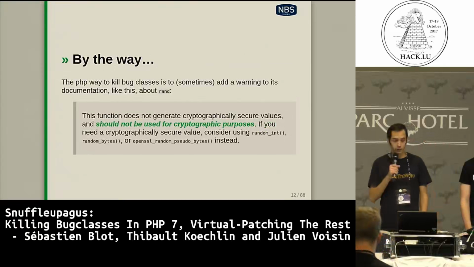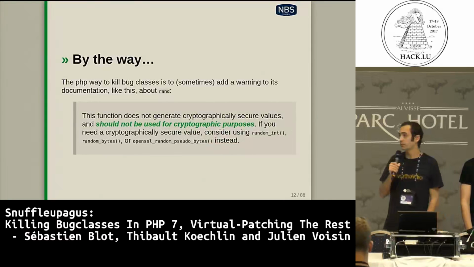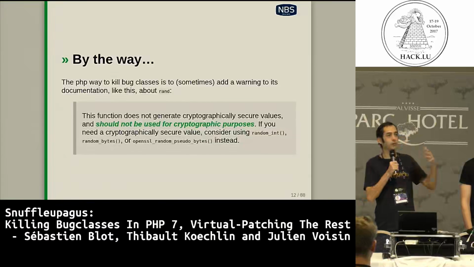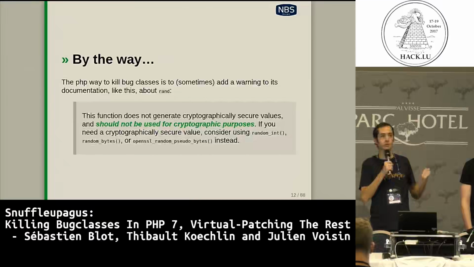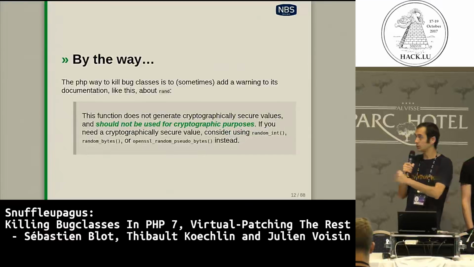So now on to the thing. How does PHP address some kinds of vulnerabilities? It has this online documentation and everybody can comment on the documentation. And for them, sometimes a way to address a vulnerability is just by adding a comment saying, don't use this to do that.